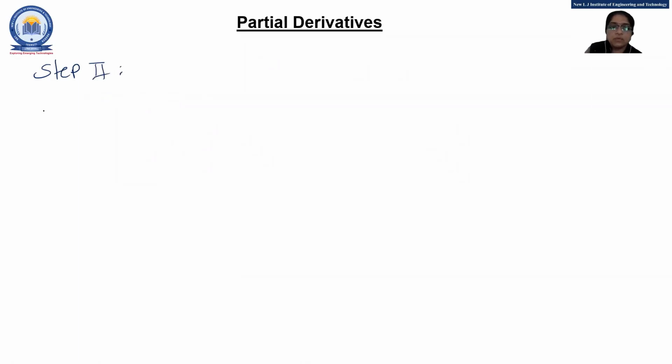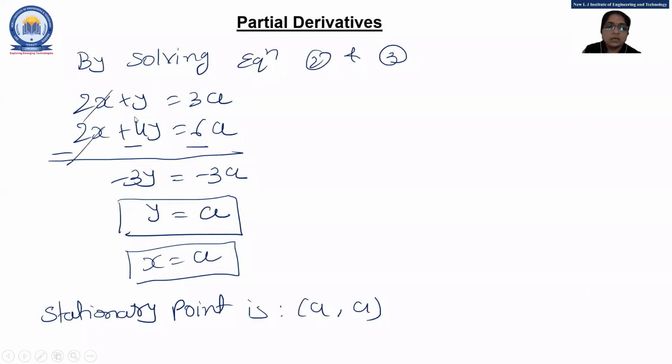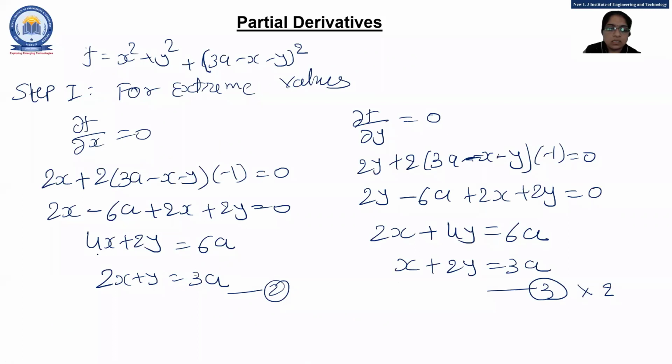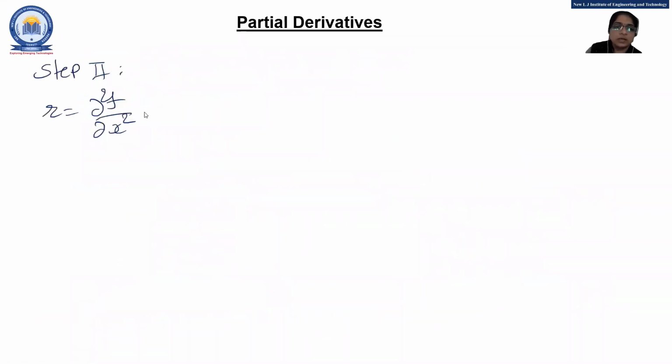For step 2, we have to find r, that is del square f by del x square. So see what is our del f by del x? This is our del f by del x, the first derivative of f with respect to x. Now we have to take the second derivative of this equation with respect to x, and we get del square f by del x square, and that is 4. Yes, Kushal, you are right. Very good. So the value of r is 4.